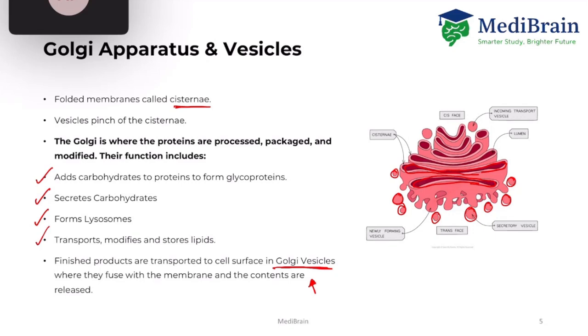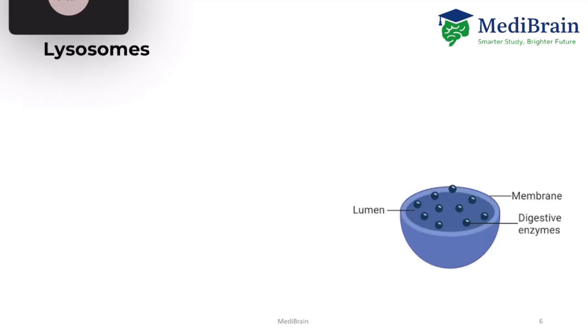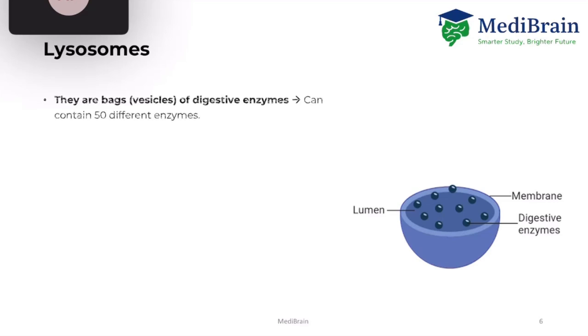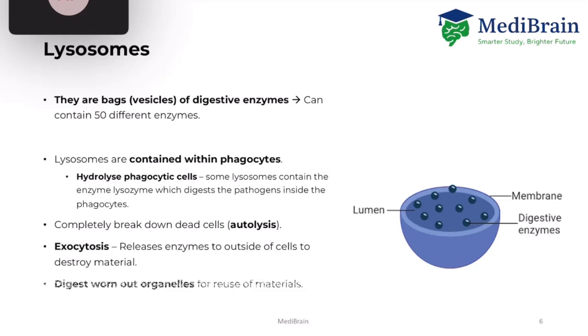Moving on to lysosomes. Now there's not much you need to know about the structure of lysosomes. You just need to appreciate the function. Lysosomes are bags of digestive enzymes. They contain 50 different types of enzymes, and that's all you need to know. They are bags of digestive enzymes, and then they can be released for many purposes. And here are some of the purposes that they can be used in.